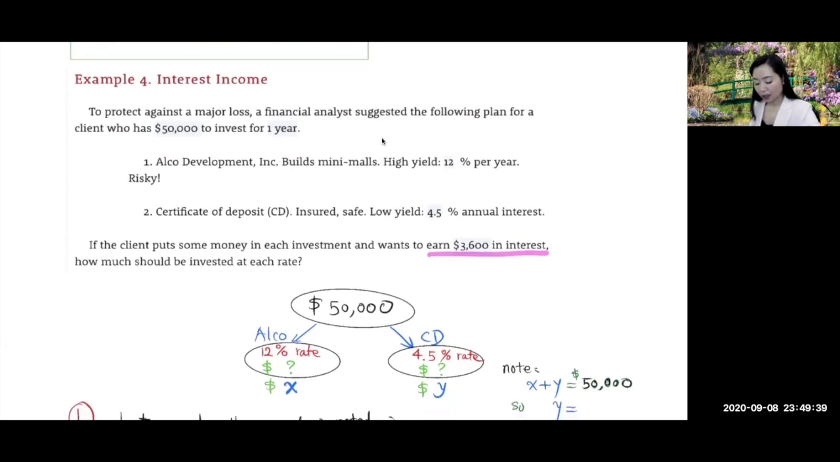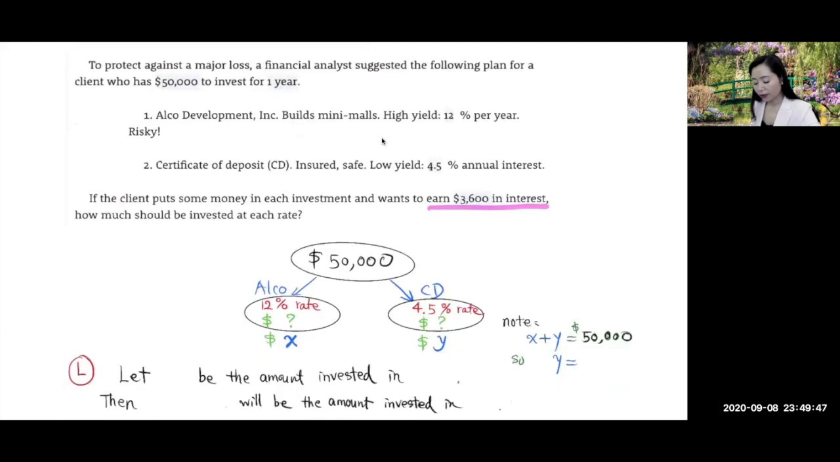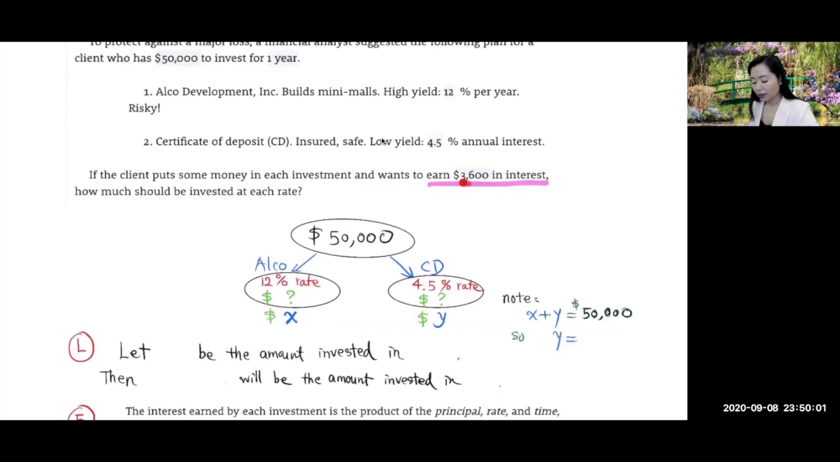Now, if the client puts some money in each investment, okay, so the client decided to put this $50,000, part of it in ALCO, part of it in CD, and the client wants to earn $3,600 in interest after 1 year. How much should be invested in each?